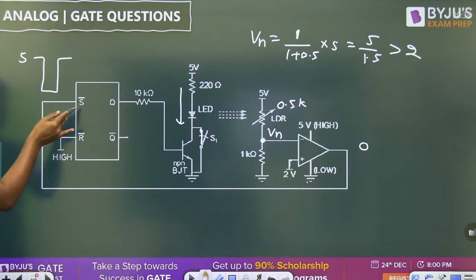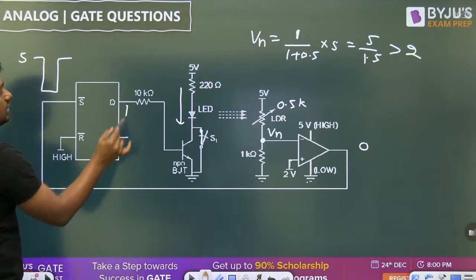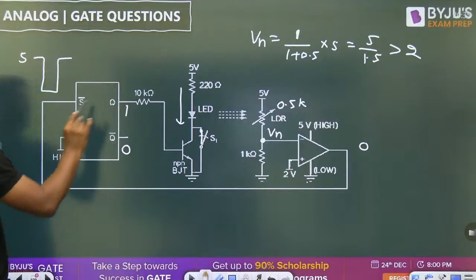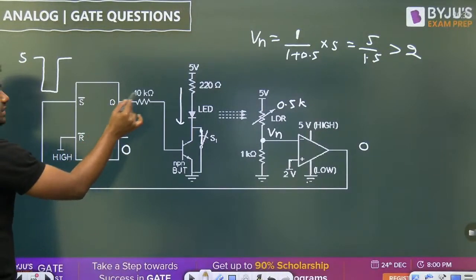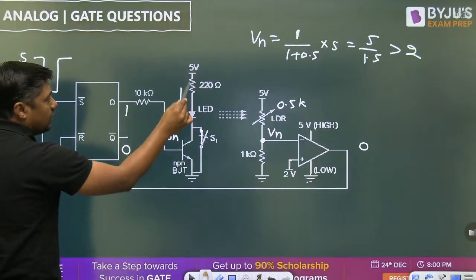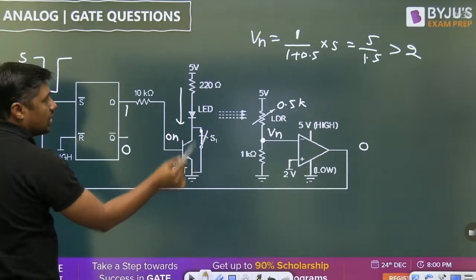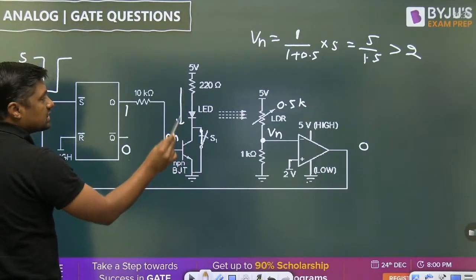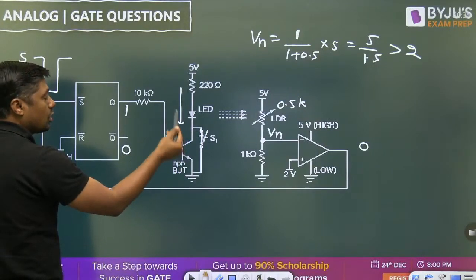Once it gets the trigger, Q will become 1, Q bar will become 0. Once Q becomes 1, high, the transistor will be on. When the transistor is on, now the current will pass through what? Transistor. Once the current passes through the transistor, the LED will glow because it is forward biased.